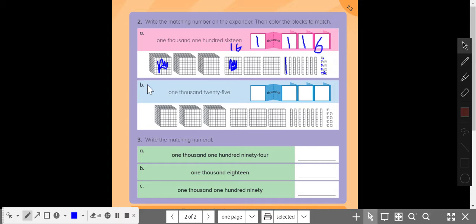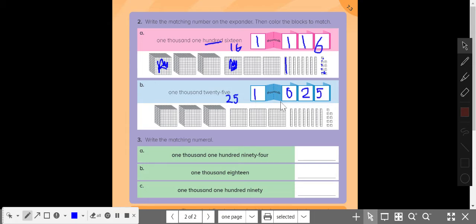Okay, let's look at letter B. 1,025. So I know I need to write 1,000. I don't see any hundreds in this word. So I'm going to put a 0 in this hundreds place. If I need to erase it, I can. But right now I don't see any hundreds. I don't even see the word 100. The word 100 is written here, and I don't see it in letter B at all. So 1,025. So I know that 25 is written like this.